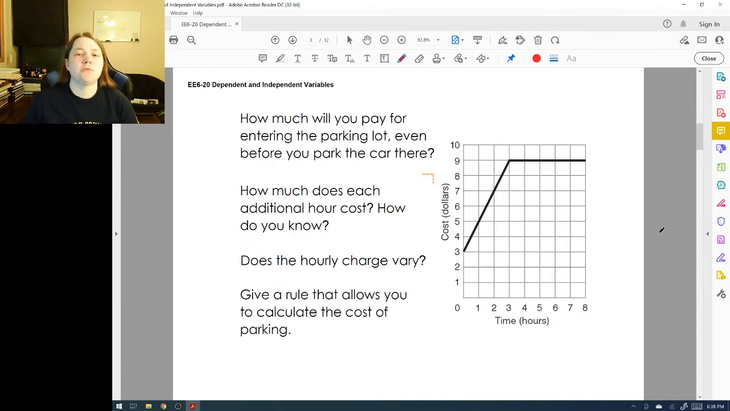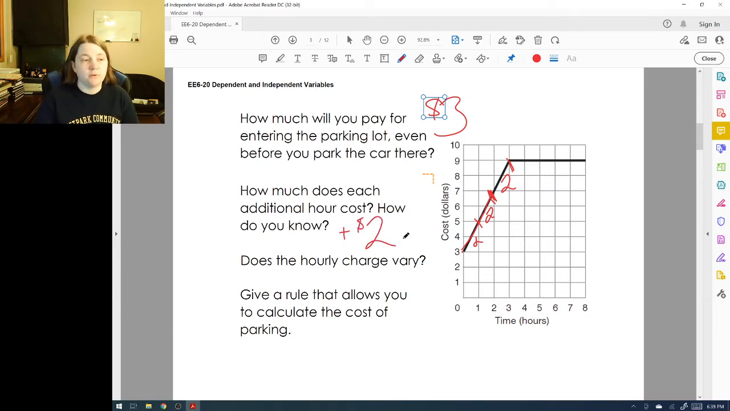How much would we pay before entering the lot, even before parking the car? We can see that there's going to be $3 just to pull in the lot. You're not getting charged for how much time you were there. It's $3 to start, and then each additional hour is going to cost, well, this goes up by 2, this goes up by 2. Let's go ahead and put a little divider there, and then the next hour goes up by 2. So it's going to increase by $2 per hour.